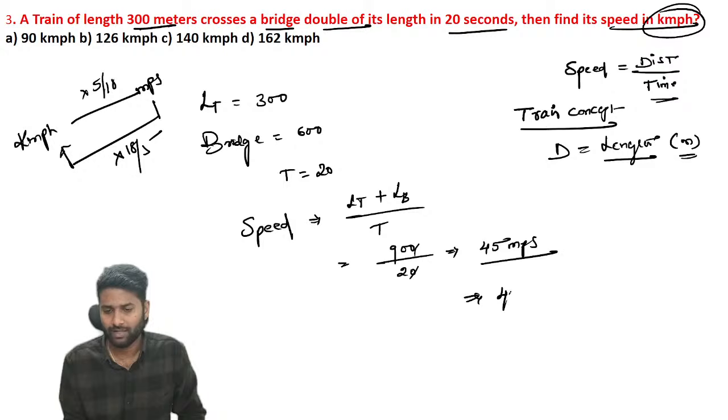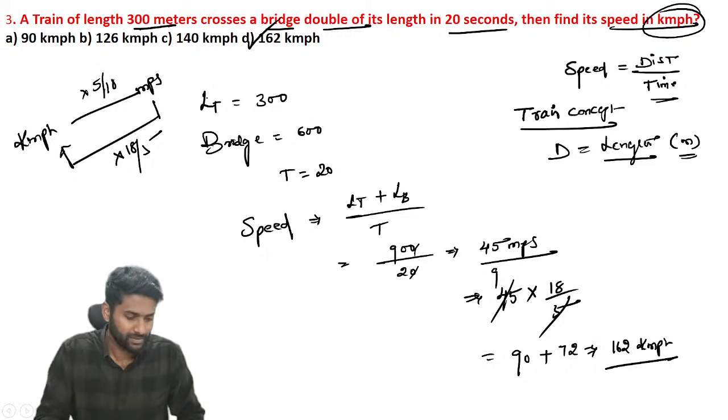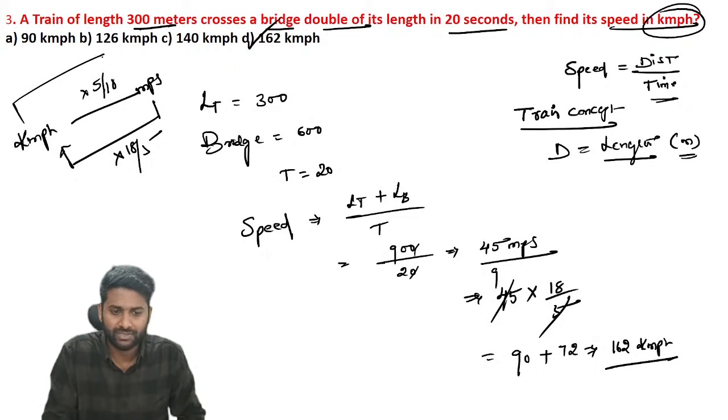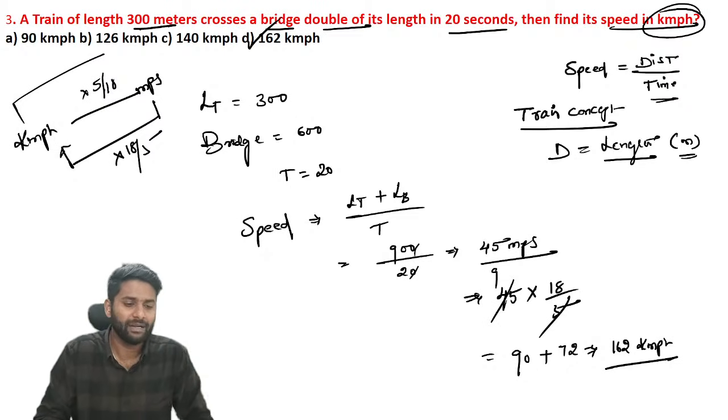Now see, we are converting 45 meter per second to kilometer per hour, so it is multiplied by 18 by 5. So this is exactly 9 times 9 into 10, 90, 9 into 8, 72. And the speed here is 162 kilometers per hour. So remember this conversion: kilometer per hour to meter per second, the number is multiplied by 5 by 18. For meter per second to kilometer per hour, the number is multiplied by 18 by 5.